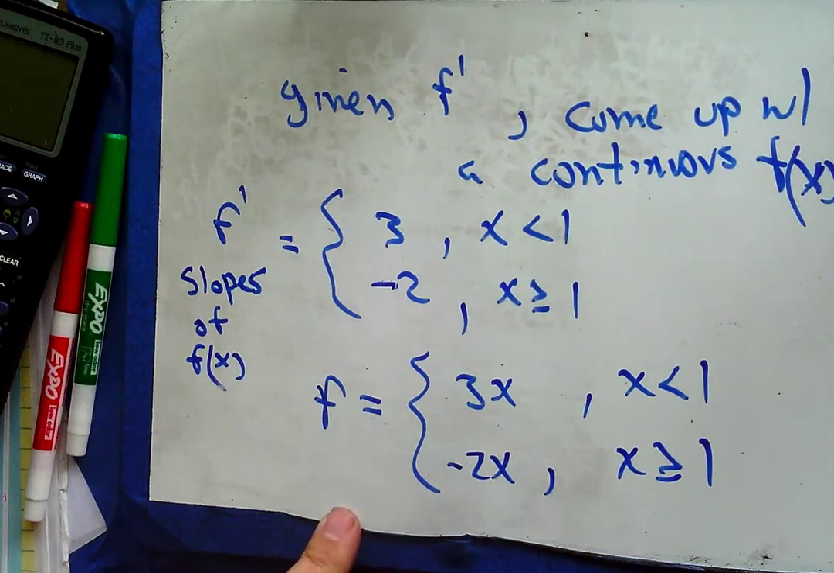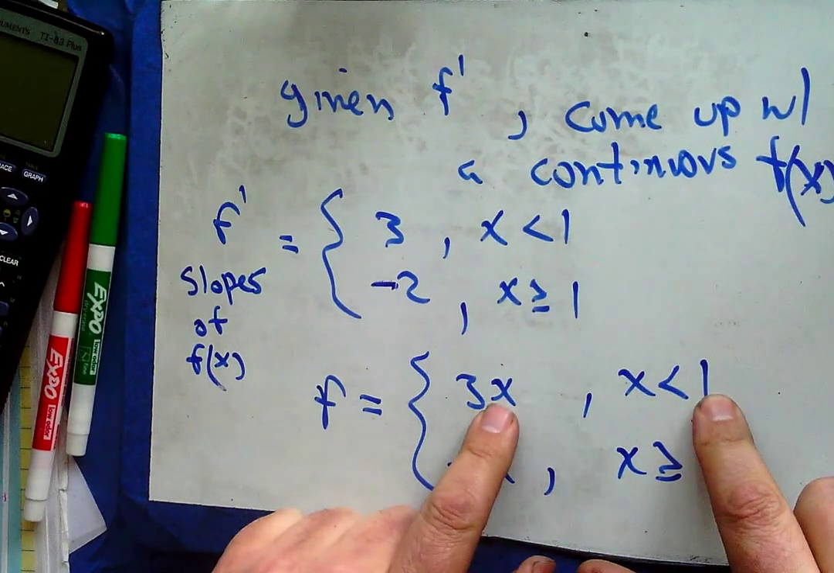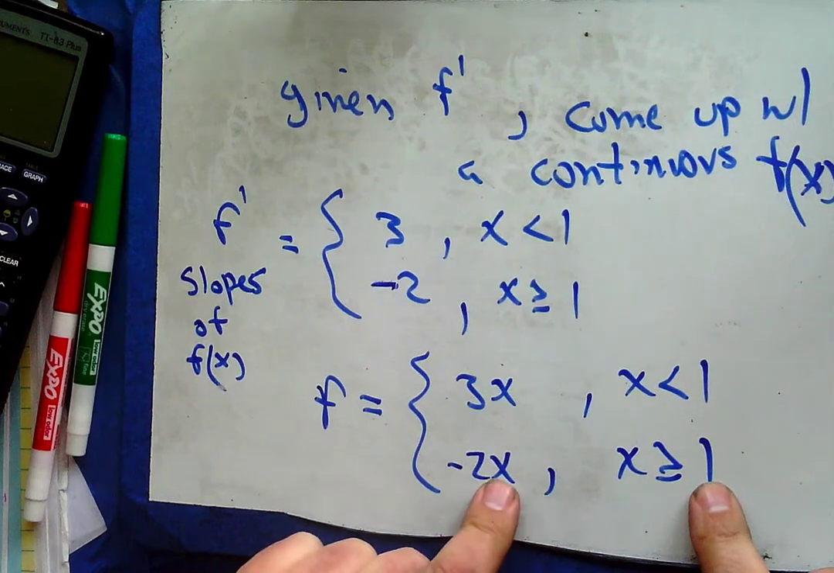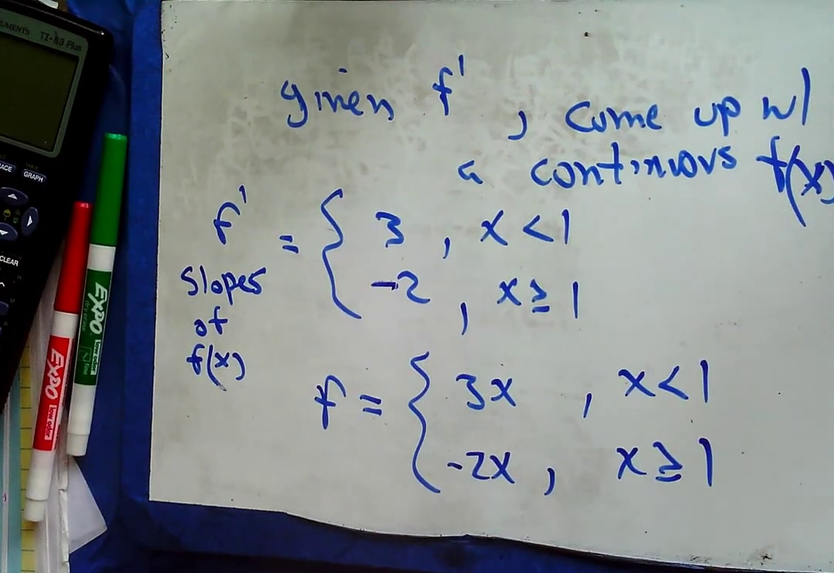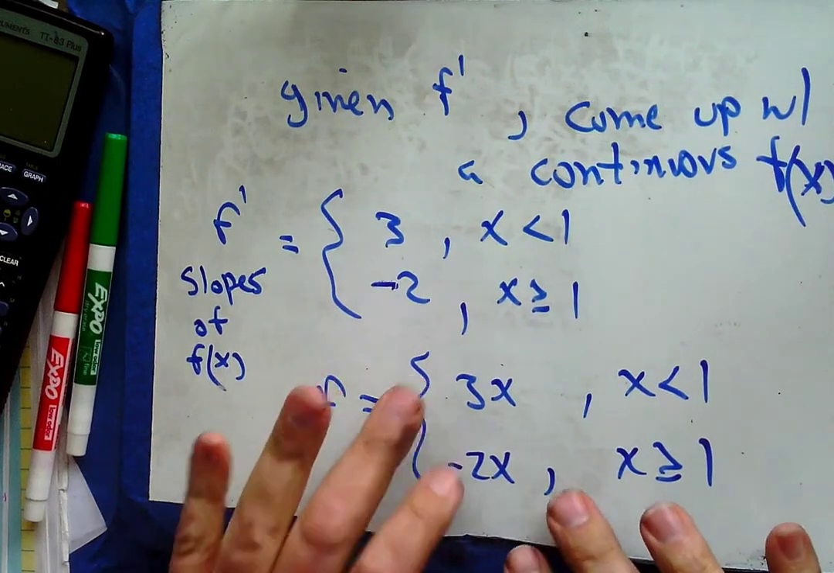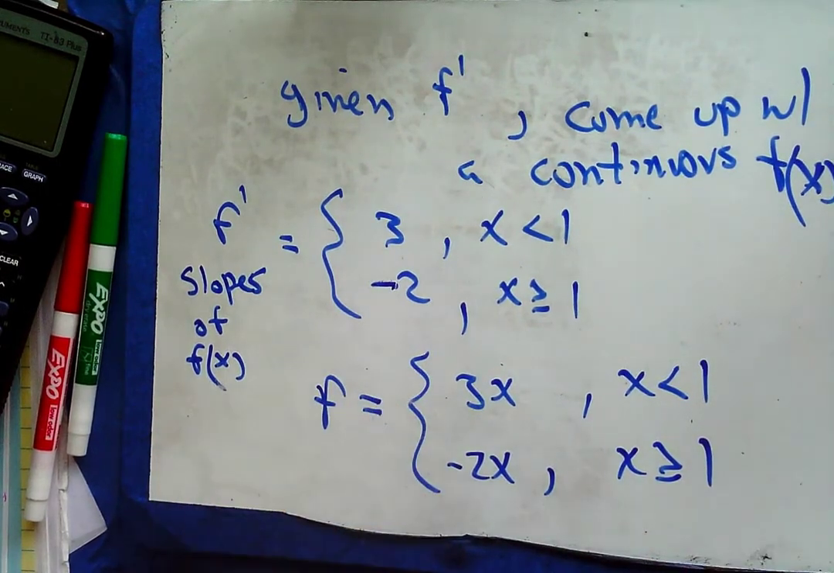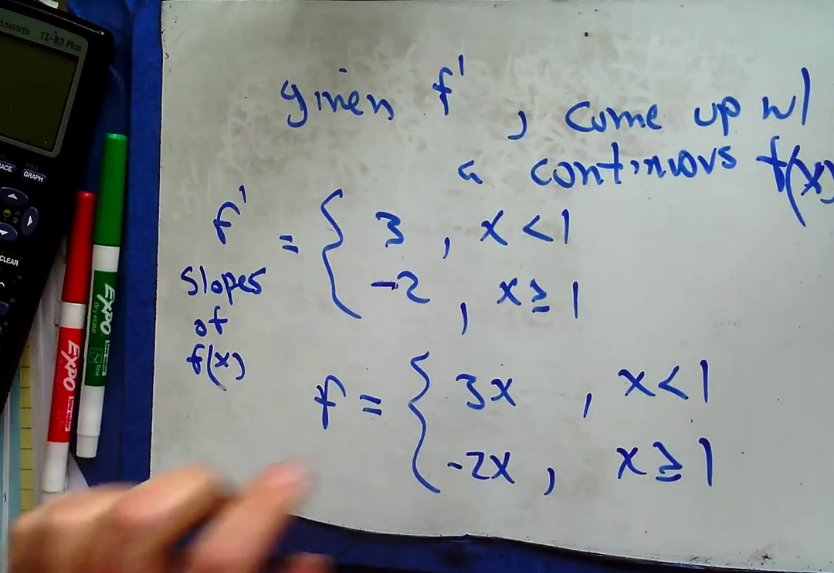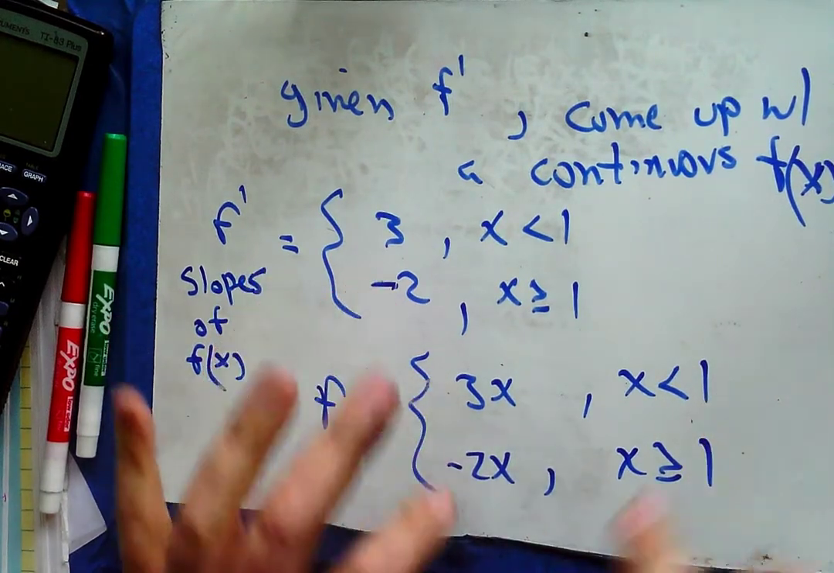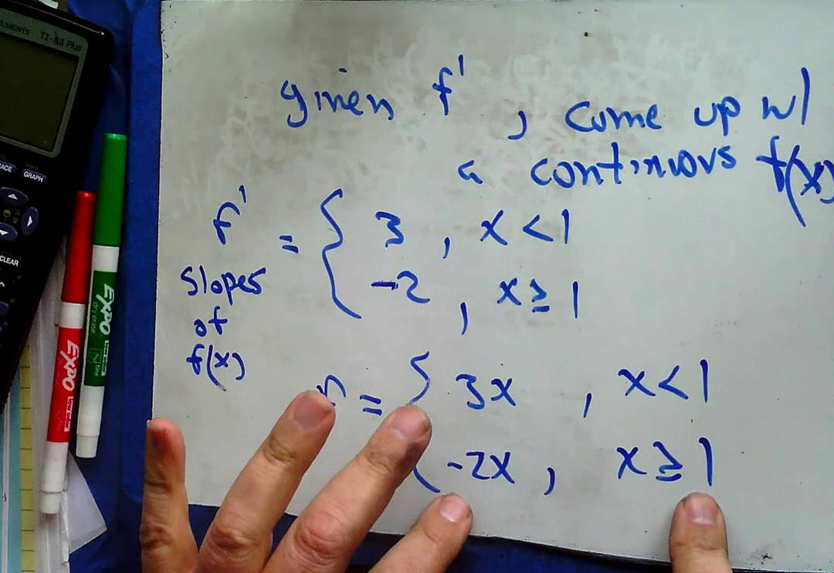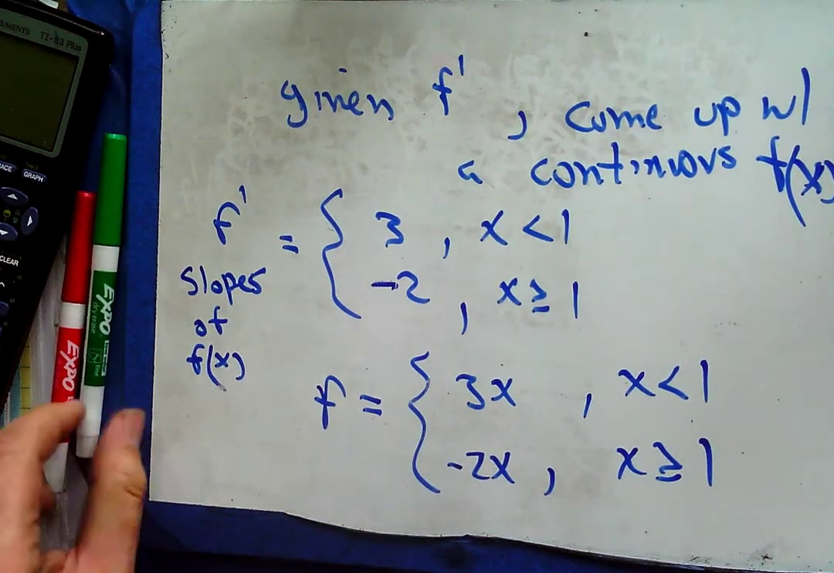So let's take a look. If we plug 1 in here, we get 3. If we plug 1 in here, we get negative 2. Does 3 equal negative 2? Why, no. So the limit of the function from both sides of 1, that doesn't touch. So remember how it said come up with a continuous f of x? Well, I plug in a number here, and I get 3. Here, I get negative 2 when I plug in that same number. I want these to be the same.